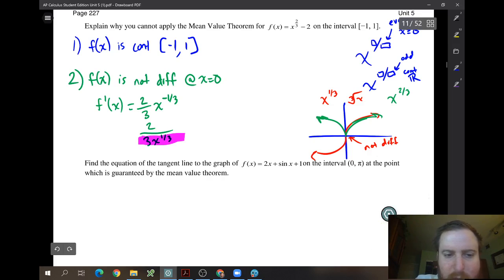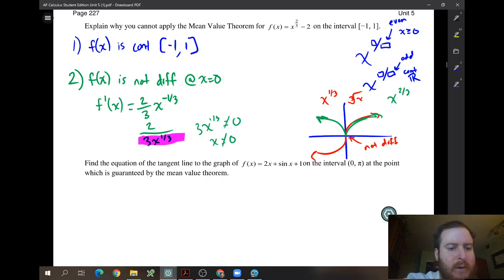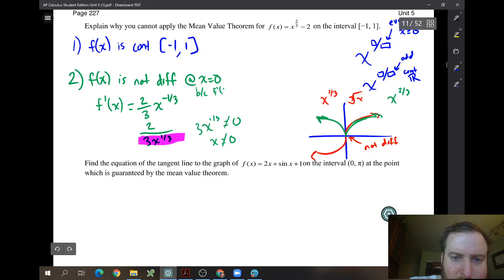And so basically for the derivative, 3x to the 1/3 can't be 0. And so if you divide by 3, cube both sides, we would get x cannot be 0 for the derivative, right? That would make the derivative undefined. Critical points are where the derivative is 0 or undefined, and the undefined is the bottom being equal to 0. So in this case, f of x is not differentiable at x equals 0. We kind of showed this, basically because f prime of 0 does not exist or is undefined.